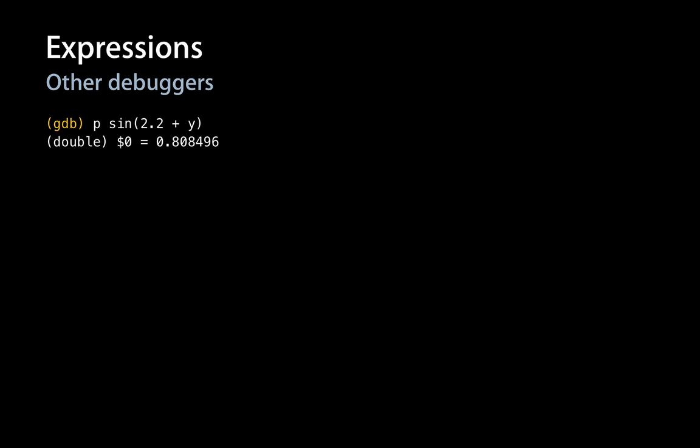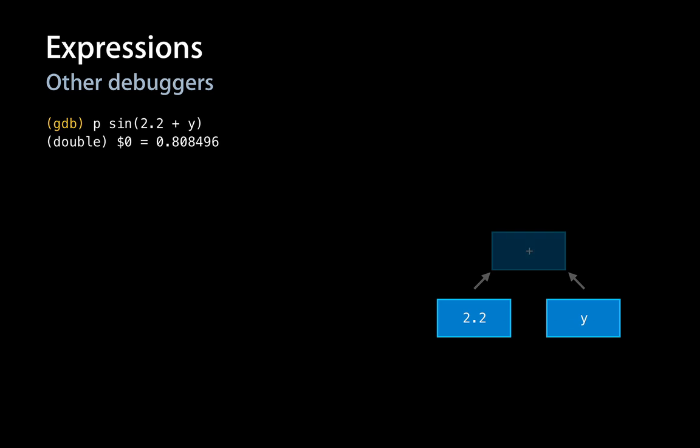Now, one of the other differences when evaluating expressions is the way that we evaluate them. With GDB, it would take an expression, chop it up with its expression parser and create a tree that would get evaluated every time you wanted to evaluate this expression. It would go grab the value of 2.2 and the value of y, and in GDB itself, it would add the two things together, and then it would craft up a function call and actually call the function itself.